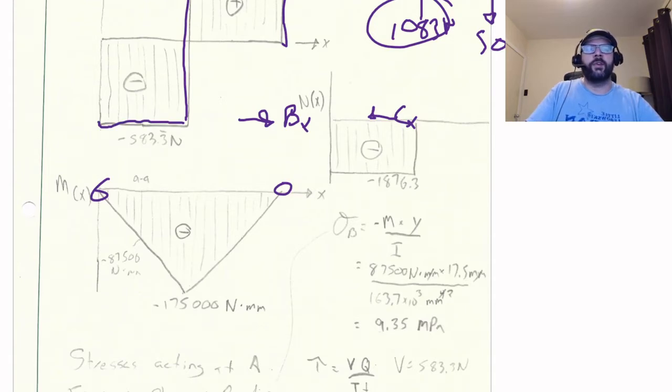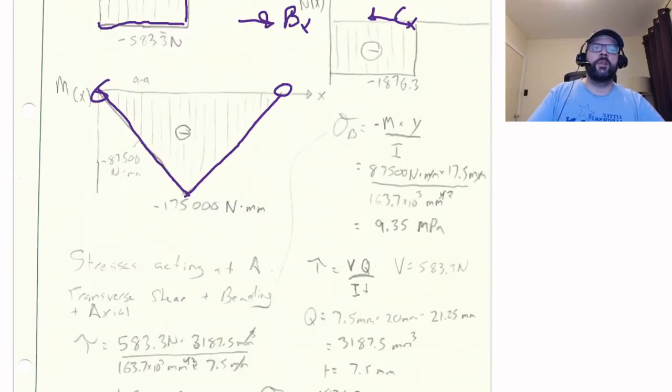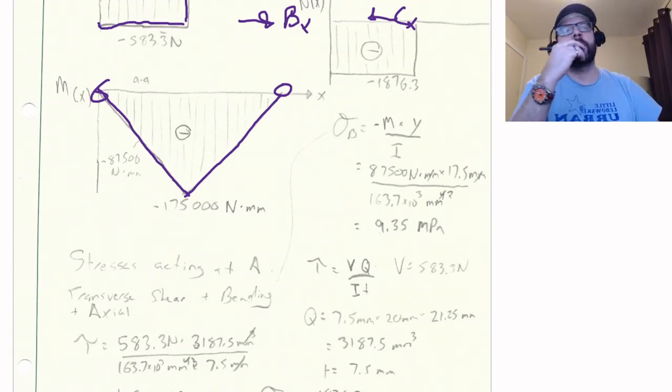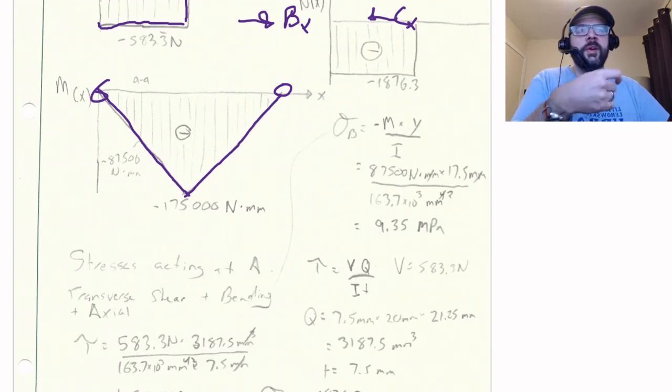It decreases because this is negative shear till it hits the point where the cable is attached. Then it starts increasing back up, and then it hits 0. So the magnitude of the moment at the point where the cable is attached is negative 175,000 Newton millimeters.